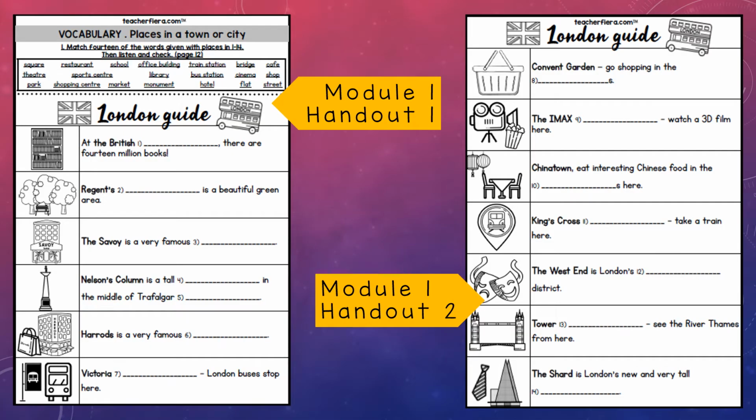We are going to start with Module 1, Handout 1 and Module 1, Handout 2. This is Module 1, Handout 1. This is Module 1, Handout 2. We are going to start with these two. Okay? Make sure you have this with you right now.